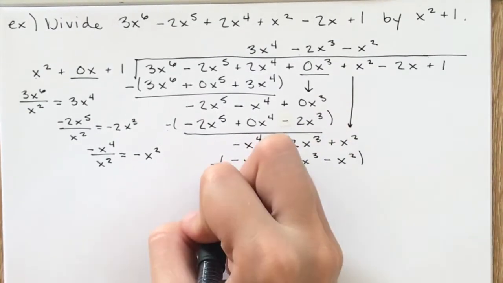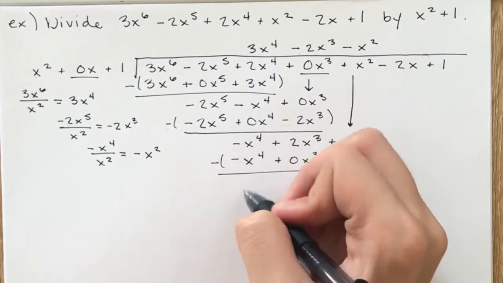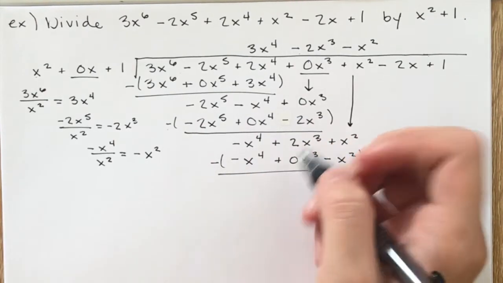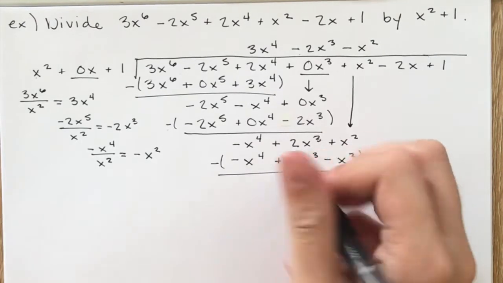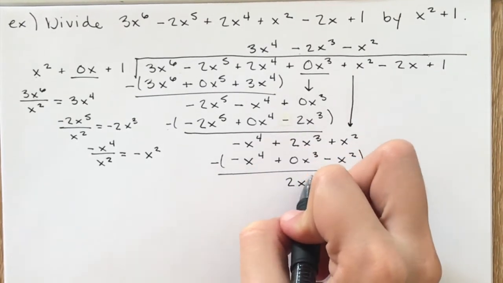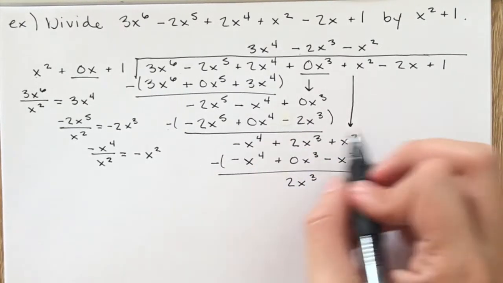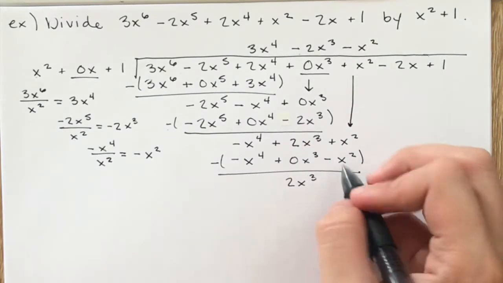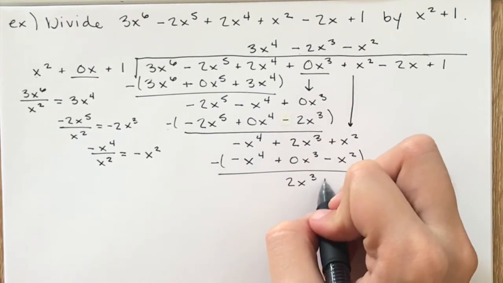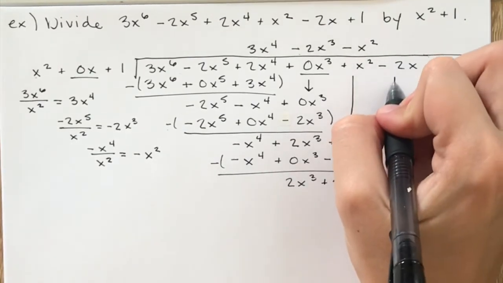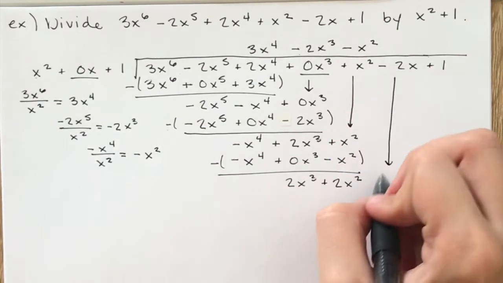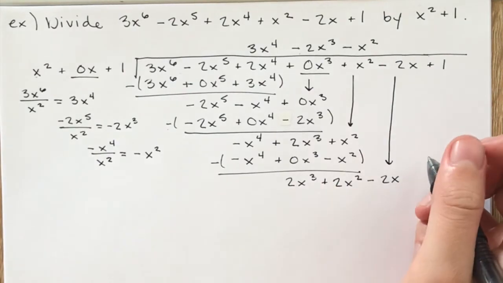We subtract all of this. We get 0 here because we're subtracting. 2x cubed minus 0x cubed is 2x cubed. And then x squared minus a negative x squared is plus x squared, so we have plus 2x squared. And then we bring down this last guy, negative 2x.